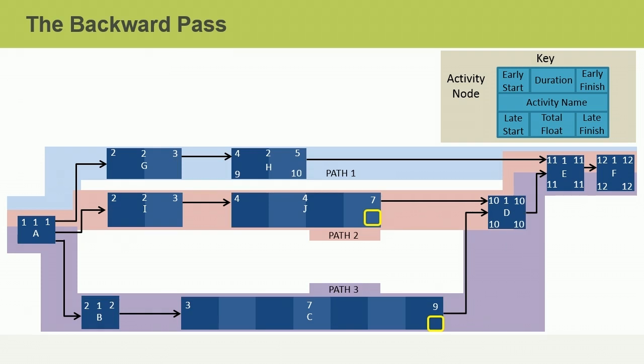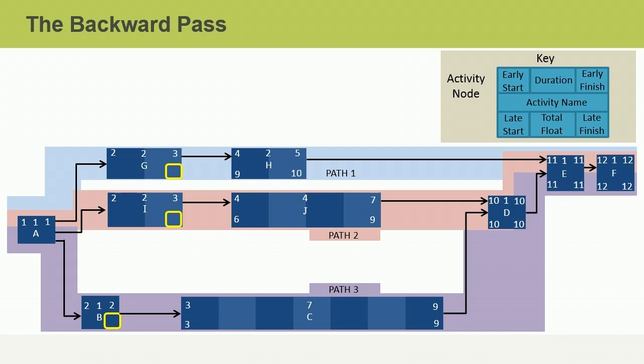Activity D also has 2 activities that precede it, activities J and C. If activity D can start no later than 10 or October 1st, what is the latest that activities J and C can finish? If you'd like more time to think about your answer, just pause the video and resume when you're ready. If you said 9 or the end of September, you are correct. You can also determine that the late start for activity J is 6 or the beginning of June, while the late start for activity C is 3 or the beginning of March.